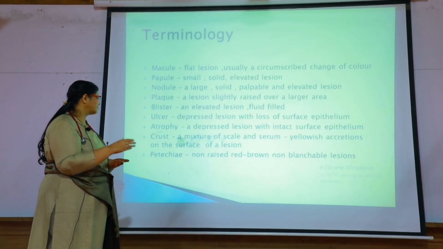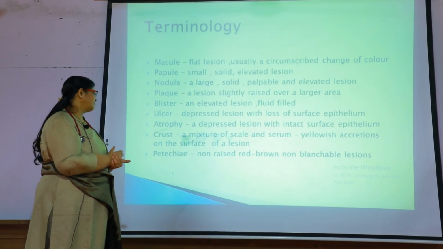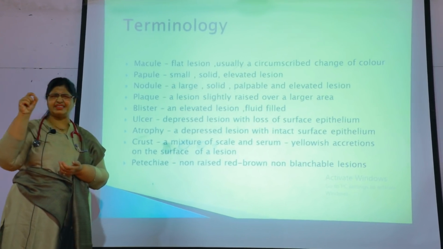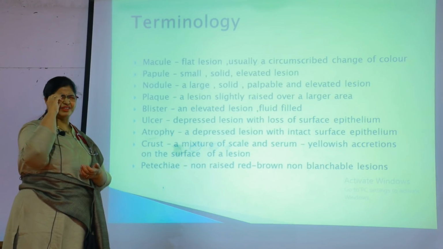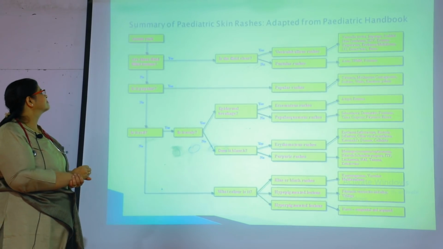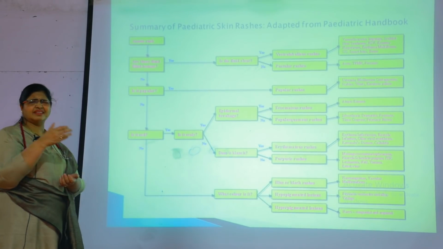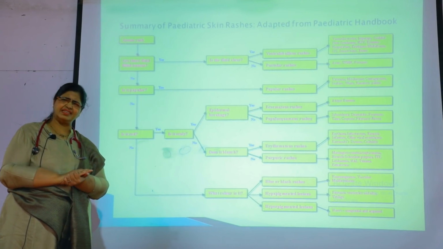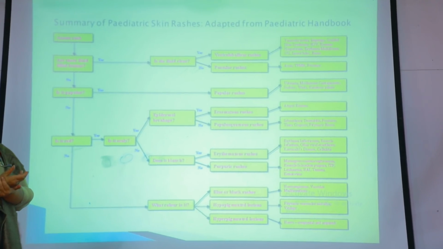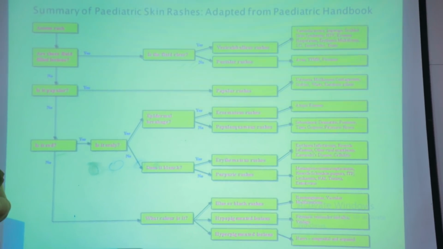And crust is the mixture of the scale and serum. Petechiae are non-raised small reddish brown patches which are seen in dengue fever. Various types of rashes can be seen in various diseases, like the maculopapular rash seen in measles, vesicles seen in chickenpox, and the crust seen in impetigo.